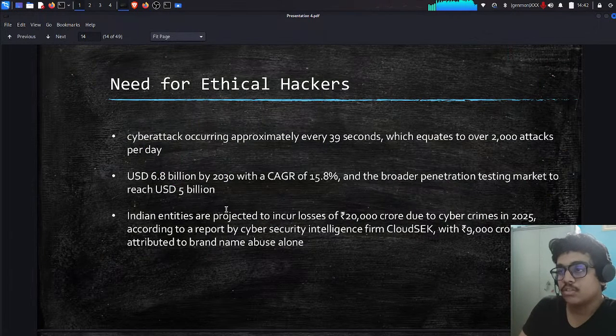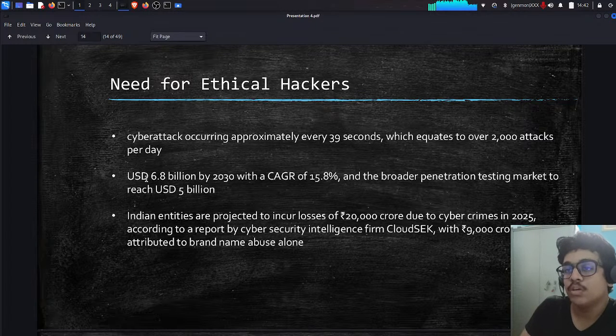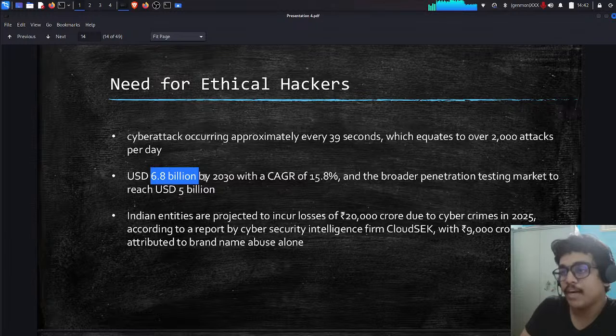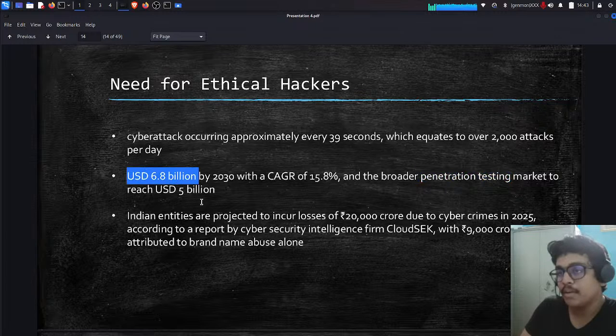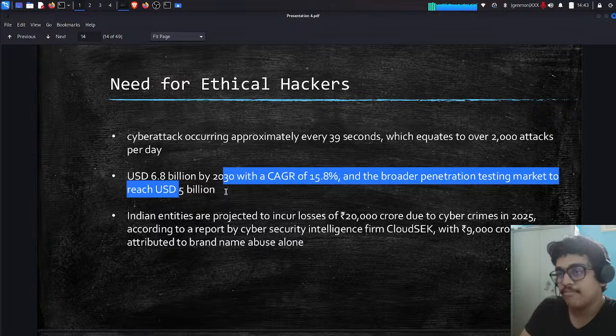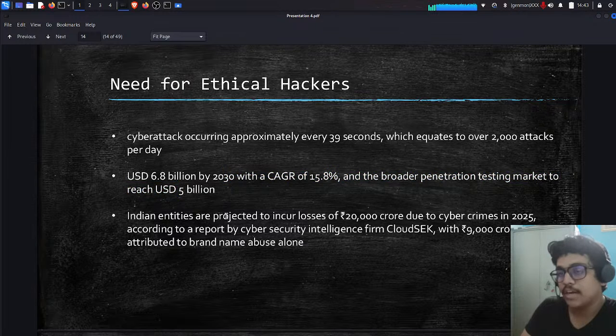So let's talk about the job market of ethical hackers. The cybersecurity market is projected to reach US dollar 6.8 billion by 2030 with a compound annual growth rate of 15.8%, which is rapid annual growth. And the broader penetration testing market, which is my field in which I am working, in the complete market of cybersecurity of 6.8 billion, penetration testing is itself about 5 billion, approximately 80% or 90%, I guess.